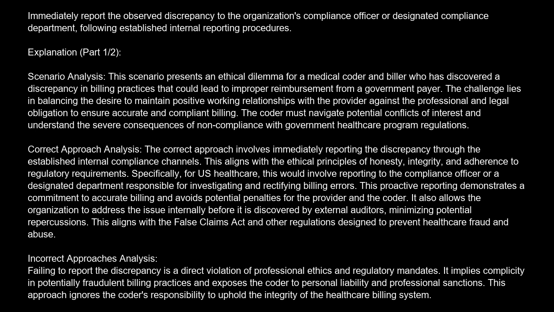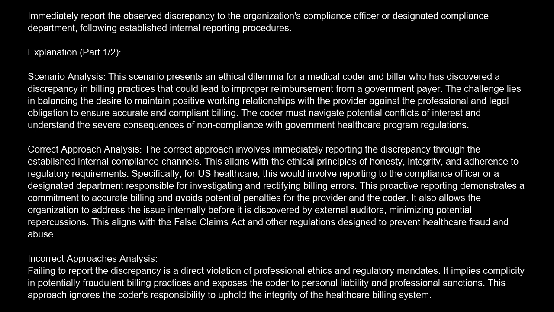the coder. It also allows the organization to address the issue internally before it is discovered by external auditors, minimizing potential repercussions. This aligns with the False Claims Act and other regulations designed to prevent healthcare fraud and abuse.